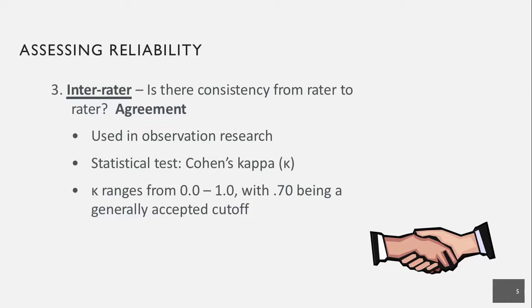And Cohen's kappa is used to measure this. It's measured on a scale of between 0 and 1, and you want at least a 0.7, if not higher. Higher scores represent higher reliability.